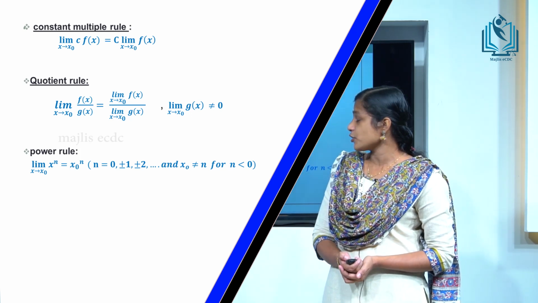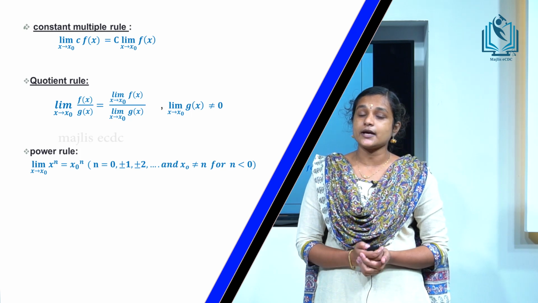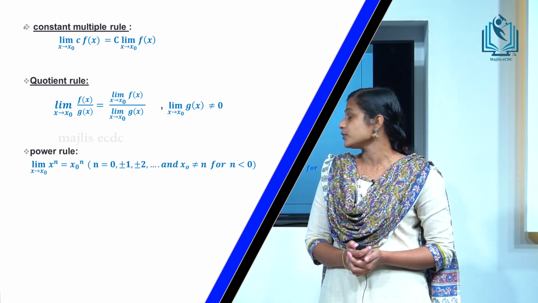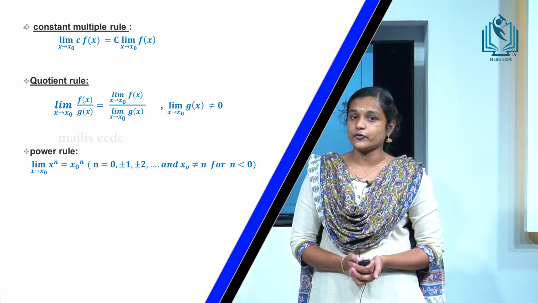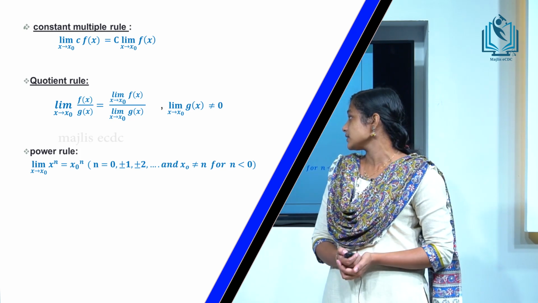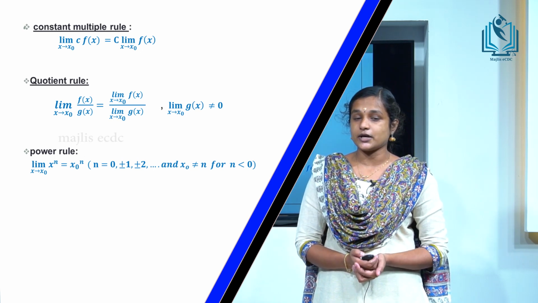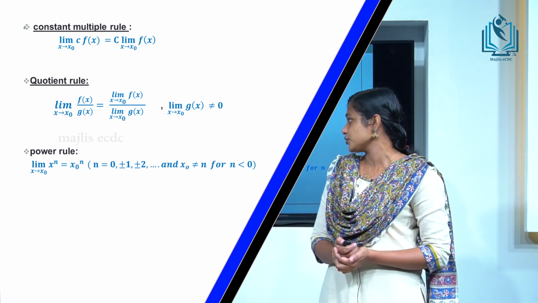Then the next one is the quotient rule. Quotient rule means limit as x tends to x naught of f(x) by g(x) is equal to limit as x tends to x naught of f(x) divided by limit as x tends to x naught of g(x), provided that limit as x tends to x naught of g(x) is not equal to 0.